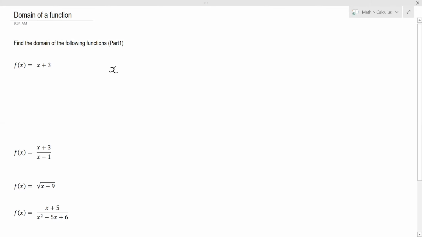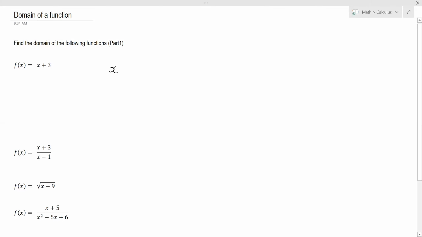Now let's go to the next one. Here we have (x + 3) over (x - 1). What we see here is that there's a fraction. Now, what will be the domain of this function? The thing we ask ourselves is that for a fraction, what will make this function undefined?